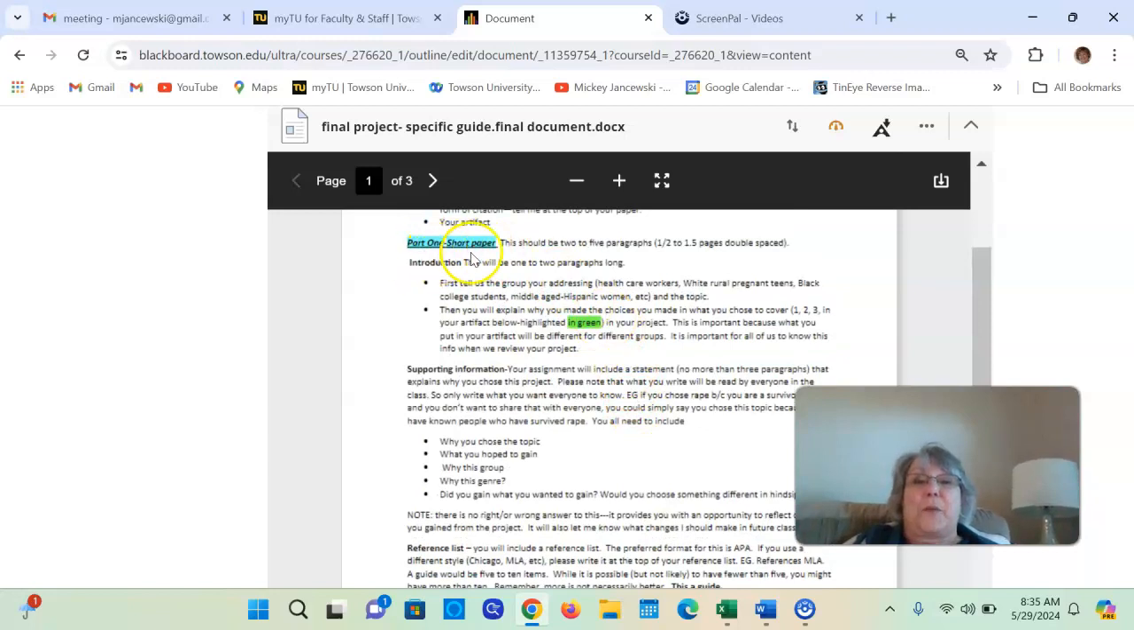The short paper we can talk about a little bit later, and by short I do mean short. It's 1/2 to 1.5 pages, and it will have a reference list. And we'll talk about that a little later in the semester as we get closer.